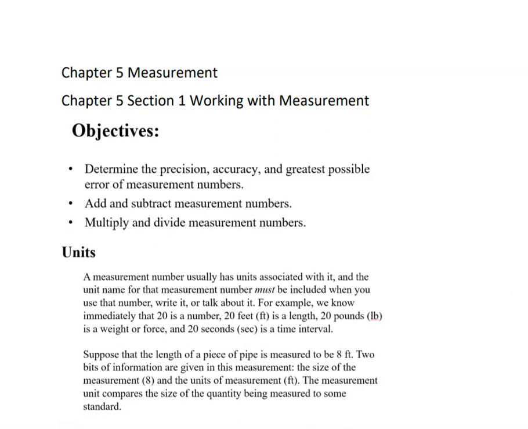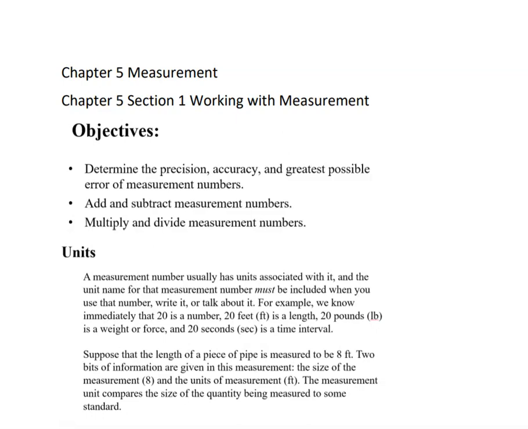When we're referring to units, a measurement number usually has units associated with it, and the unit name for that measurement number must be included when you use that number, write it, or talk about it. For example, we know immediately that 20 is a number, 20 feet is a length, 20 pounds is a weight or a force, and 20 seconds is a time interval.